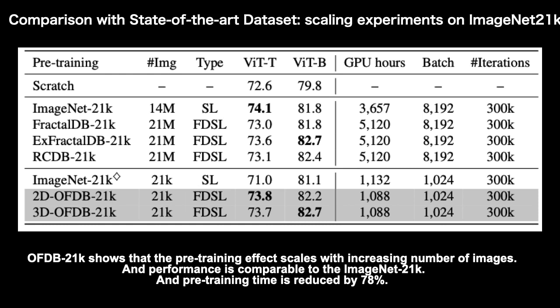We scaled up the categories and compared the pre-training performance with ImageNet-1K. As the results show, OFDB-21K shows that the pre-training performance improved with increasing number of categories, and performance is comparable to ImageNet-21K, and pre-training time is reduced by 78%.